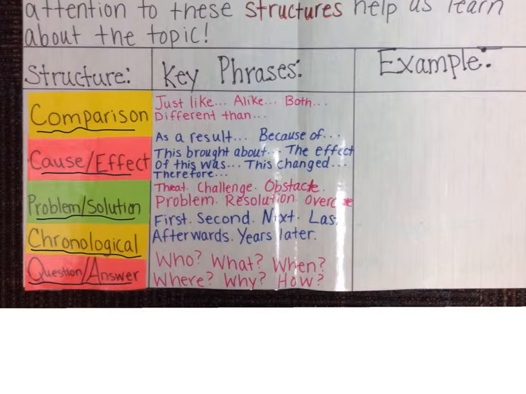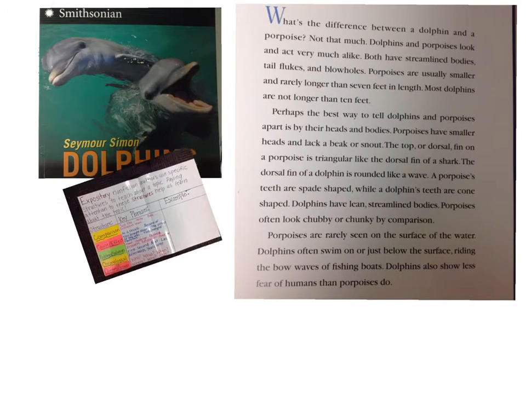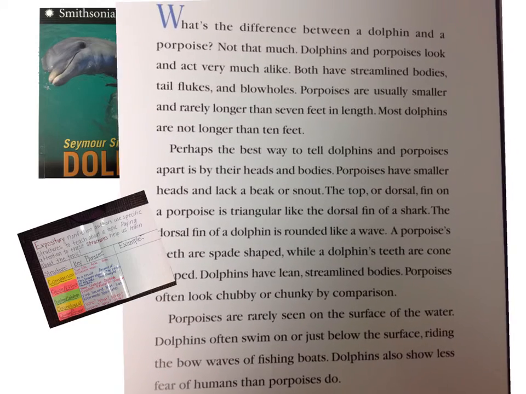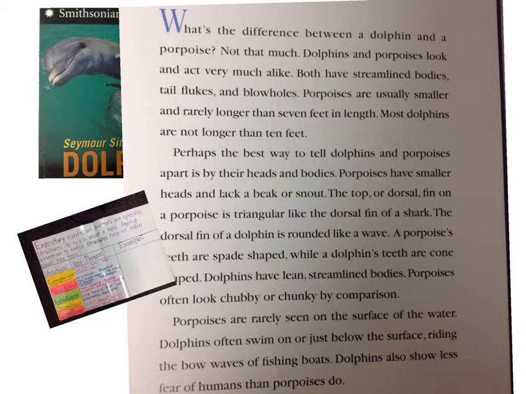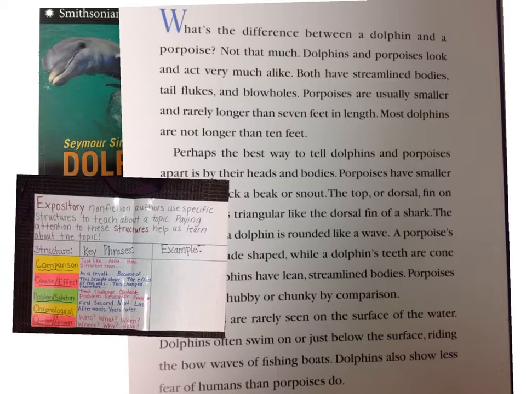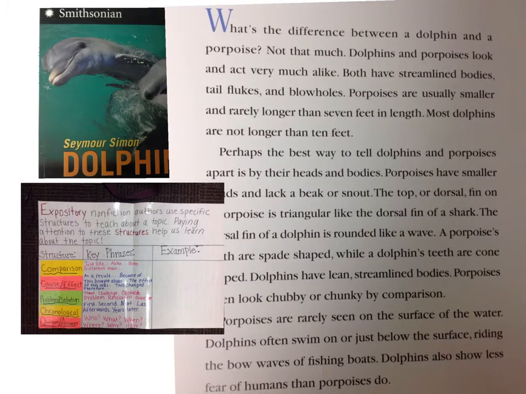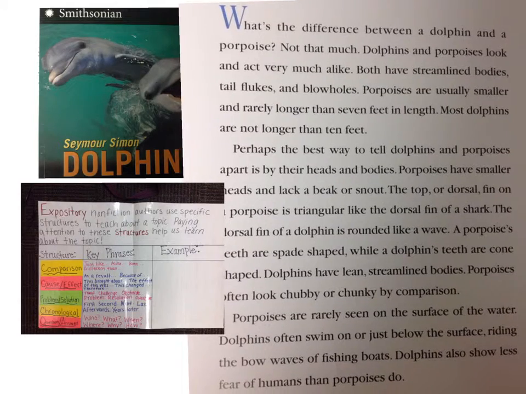Together, we're going to fill in this example side. So we're going to come up with some examples to fill in this chart. Let's take a look at Seymour Simon's Dolphins book. I'm going to read. You're going to listen and decide how this text is structured. Be thinking about those key phrases as I read.